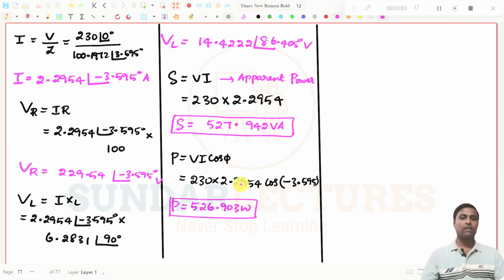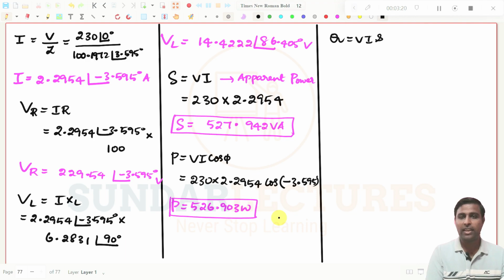This is the value of real power. And what is the reactive power formula? I will write here anyhow. The reactive power formula, that is nothing but Q. Q is equal to VI sin φ, right?